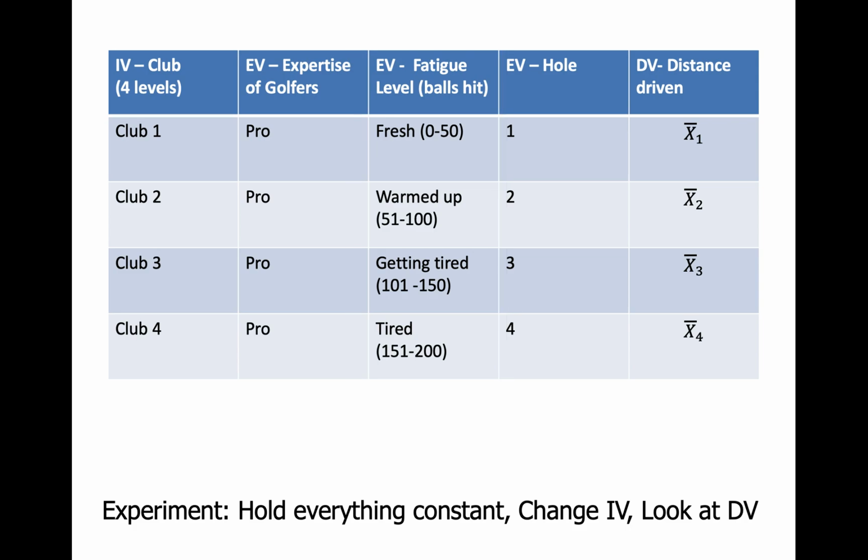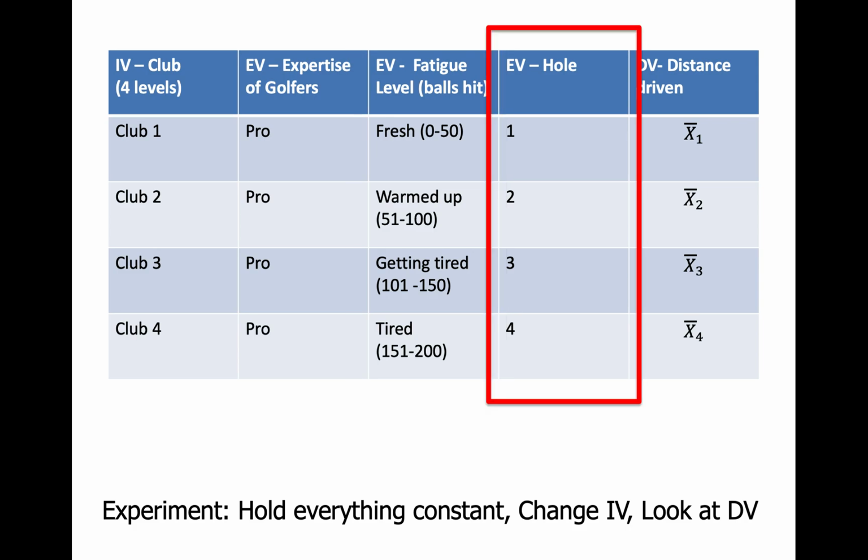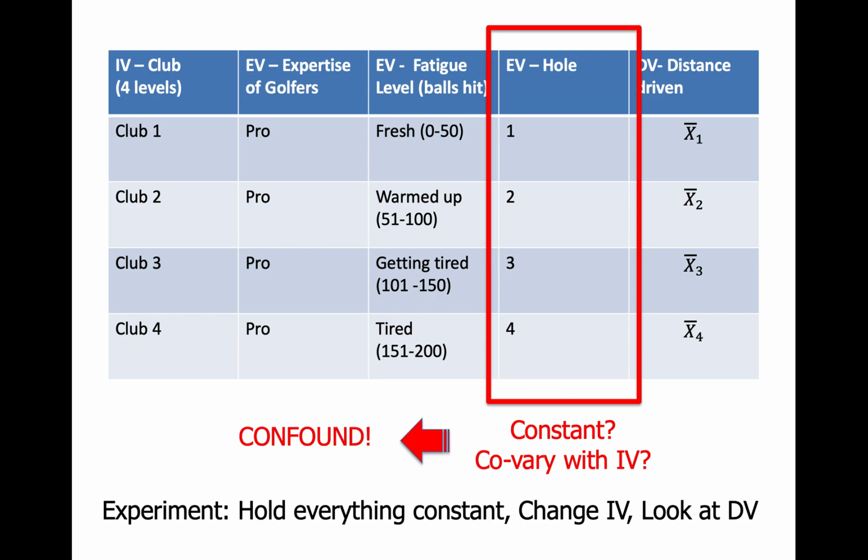Okay, let's look at this last one, the hole. Is it constant? Does it co-vary with the independent variable? Absolutely. It is not constant. You never hit club 1 on hole 4. You never hit club 2 on hole 3, in all sorts of combinations there. It does co-vary with the IV. This is also a confound.